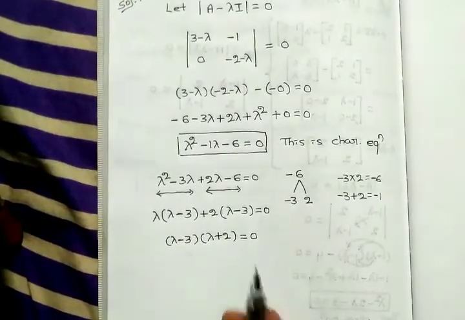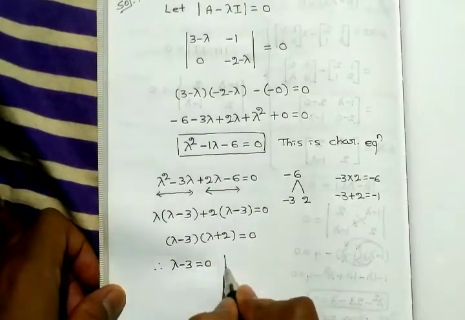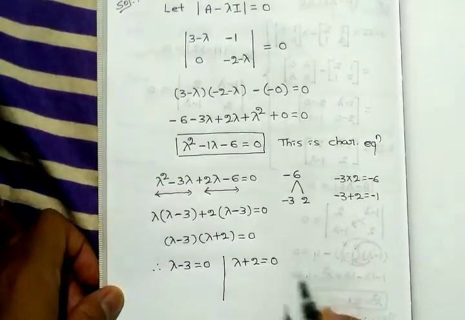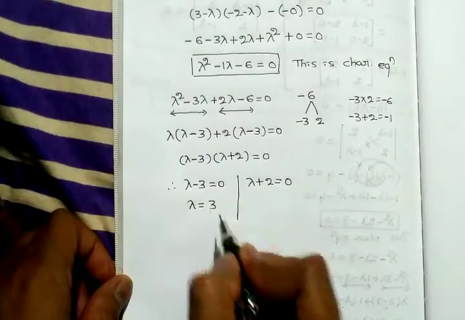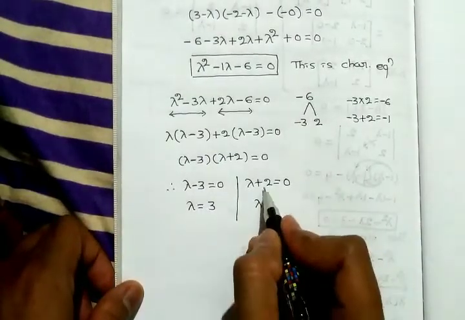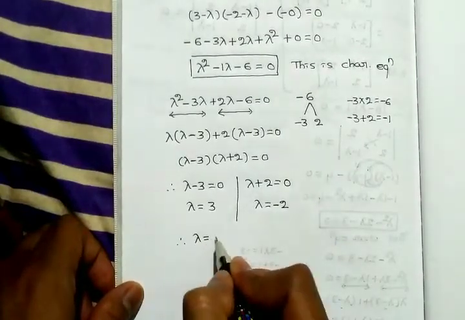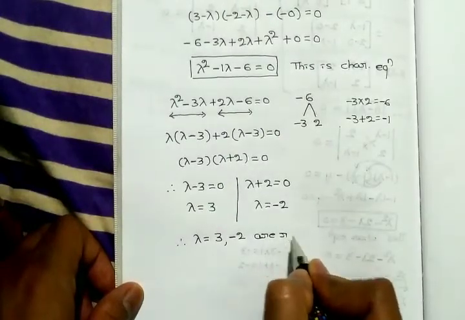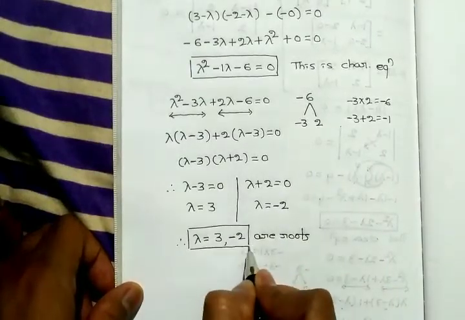Now compare with 0. Therefore lambda minus 3 equals 0, and the other is lambda plus 2 equals 0. Therefore lambda is equal to 3, since minus 3 shifted to that side becomes plus 3, and lambda is equal to minus 2, since plus 2 sent to that side becomes minus 2. Therefore below you write lambda is equal to 3, minus 2 are the roots. So these two are the roots.